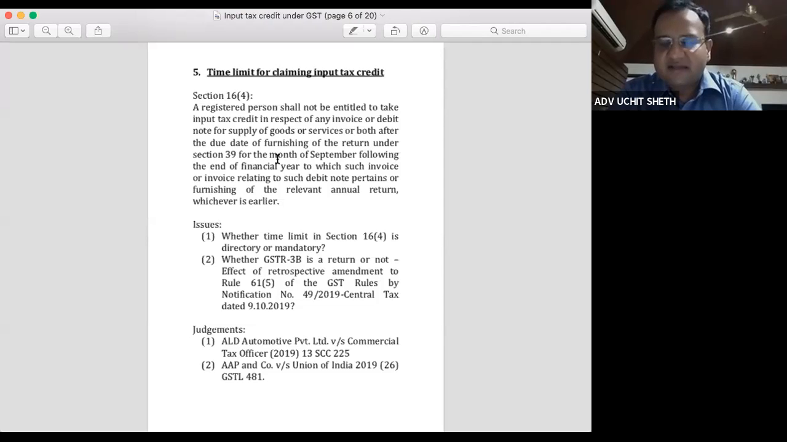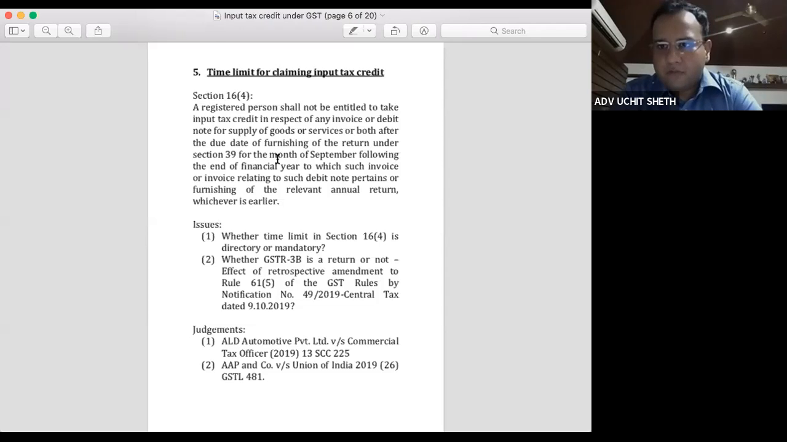According to me, here there is some scope for argument and challenge to the validity of such a retrospective amendment, relying on what I had said at the beginning, that input tax credit is a right granted by the legislature. Once it is granted, it cannot be taken away retrospectively.